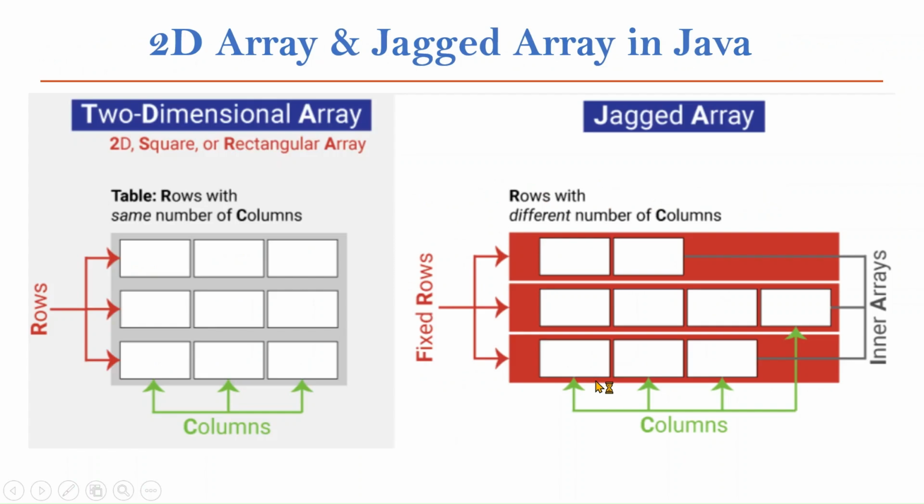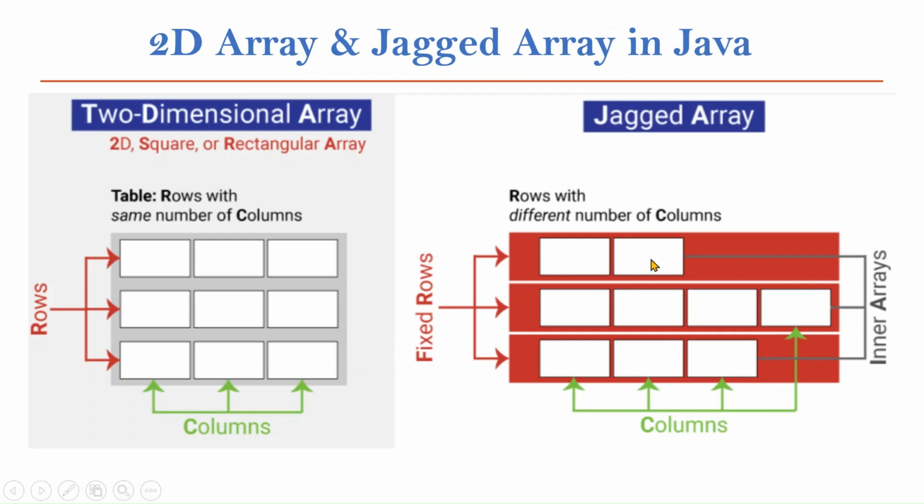Now let's compare a 2-dimensional array and jagged arrays. If you take rows with the same number of columns, here rows 1, 2, 3 are there, and per row 3 columns are there. Now this is fixed. But when you go for this one, here also we write 3 rows, but the first row has only 2 columns, the second row has 4 columns, the third row has 3 columns. So here the rows are fixed, but the columns are not fixed. We can create our own number of columns.